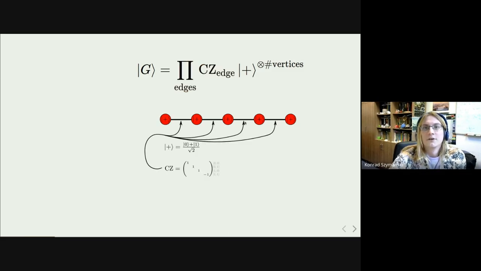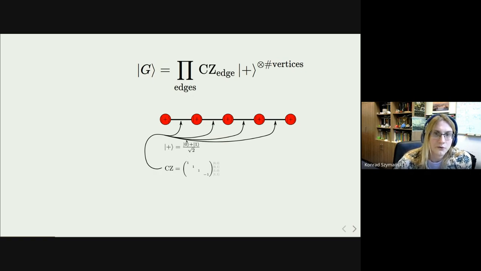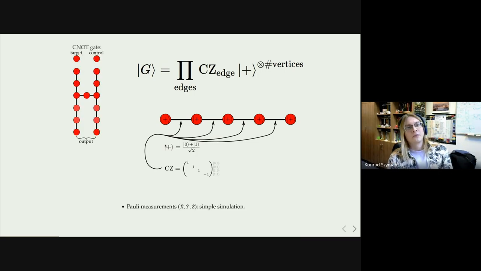So you start with a plus x state at every qubit, and evolve the state with a controlled-Z across every edge contained in the graph. So we start with a product state like this, and then there is the controlled-Z. Plus here means the eigenstate to the plus one eigenvalue of the sigma x operator. So what could it be used for?